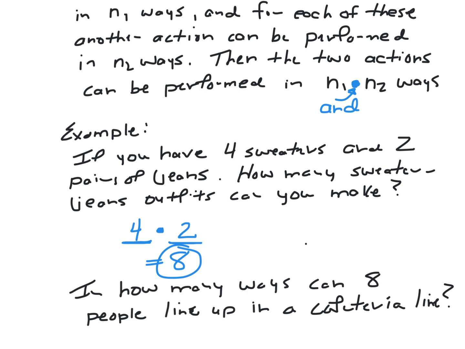You can do this with kind of a tree diagram here. If I call my sweaters A, B, C, and D, I have to choose a sweater. And then for each of these sweaters, I could choose jean 1 or jean 2. And as you can see, there would be 8 possible situations here.